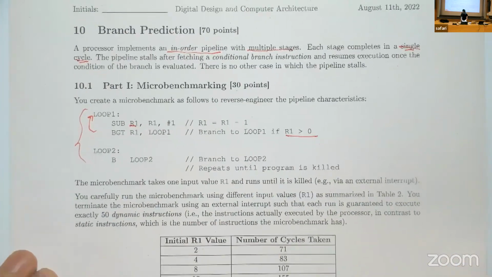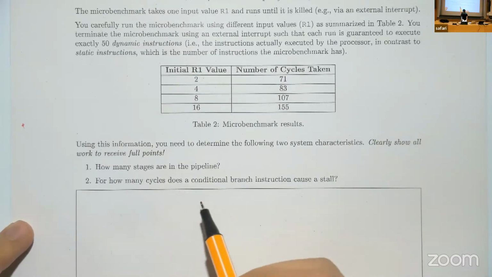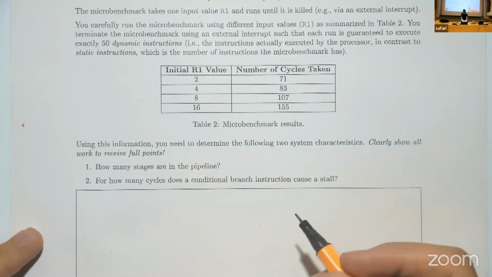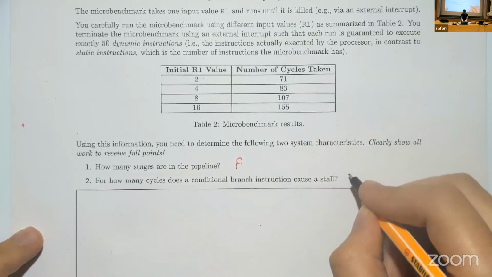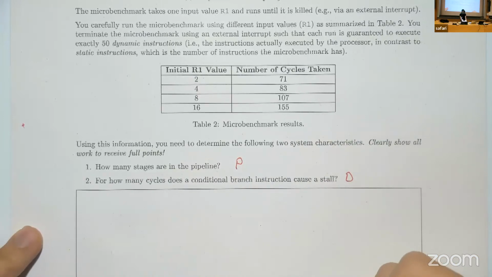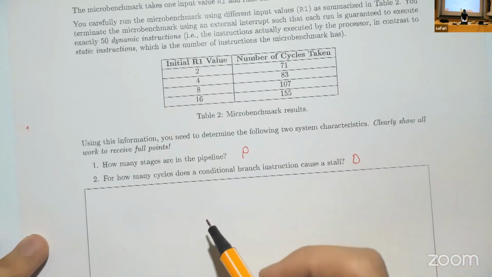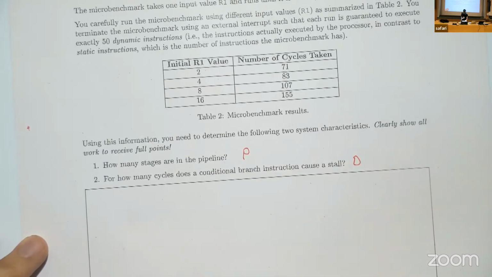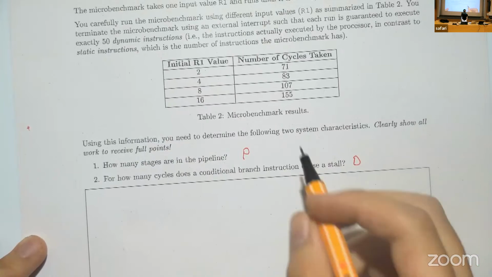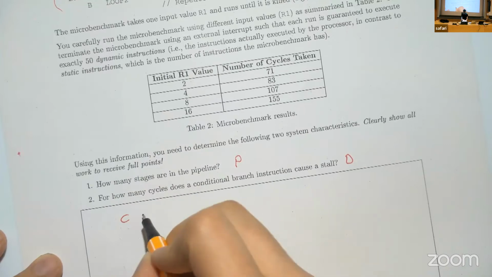The first part of the question asks, first, how many stages are in the pipeline? And second, for how many cycles does a conditional branch instruction cause a stall? So let's give them some letters. This one should be called D to be consistent with the solution that you know. Okay, so we can now formulate the number of cycles that each of these will take. So let's say C is the number of cycles.